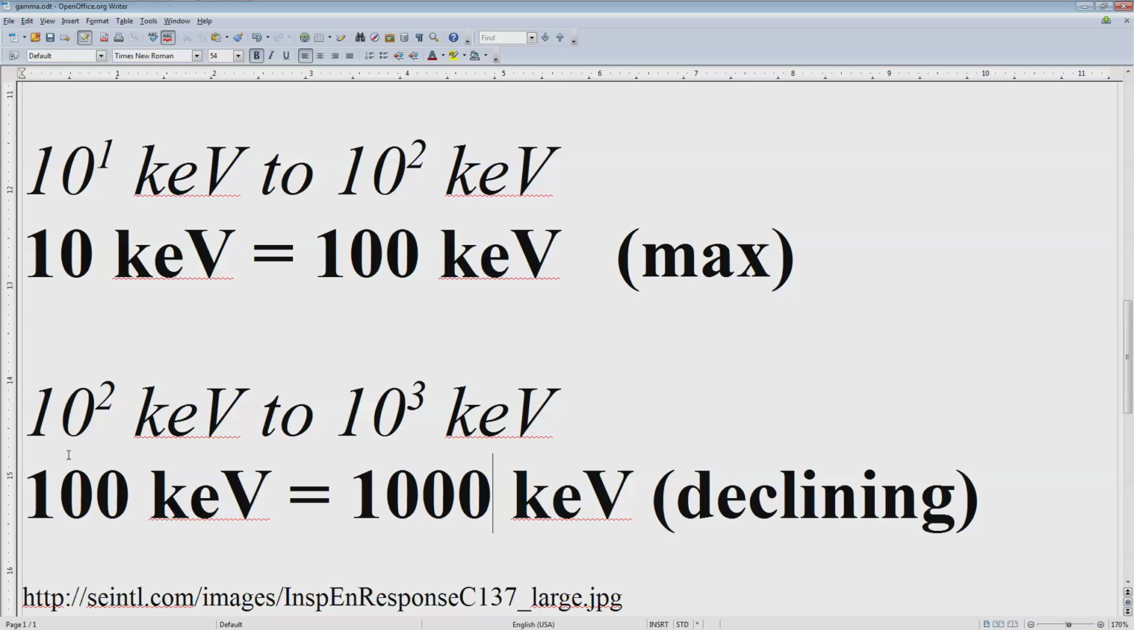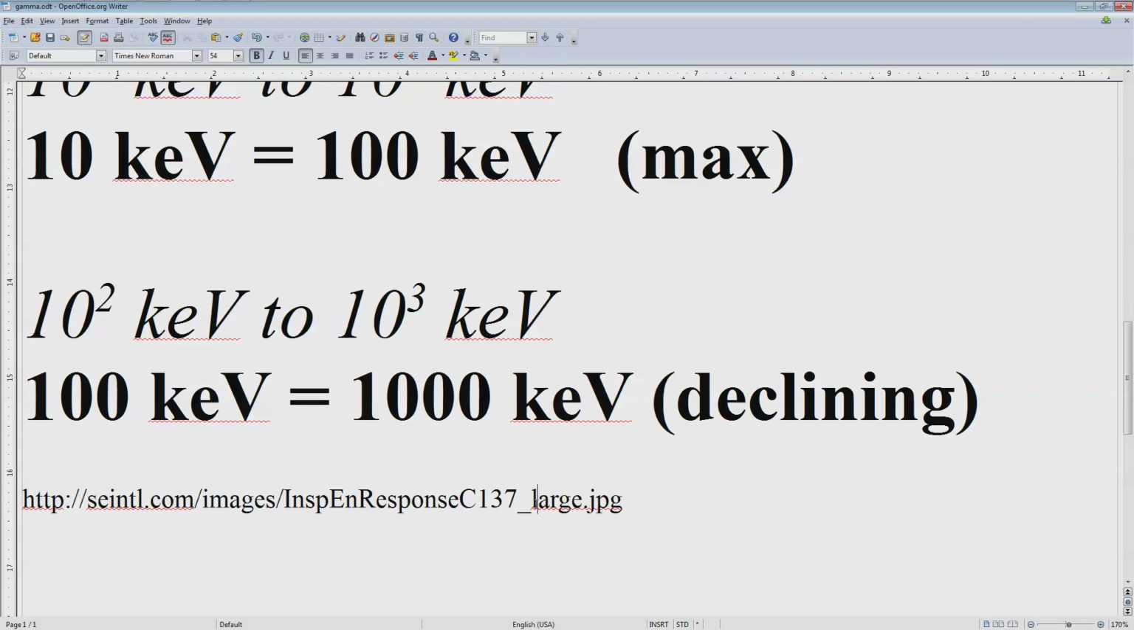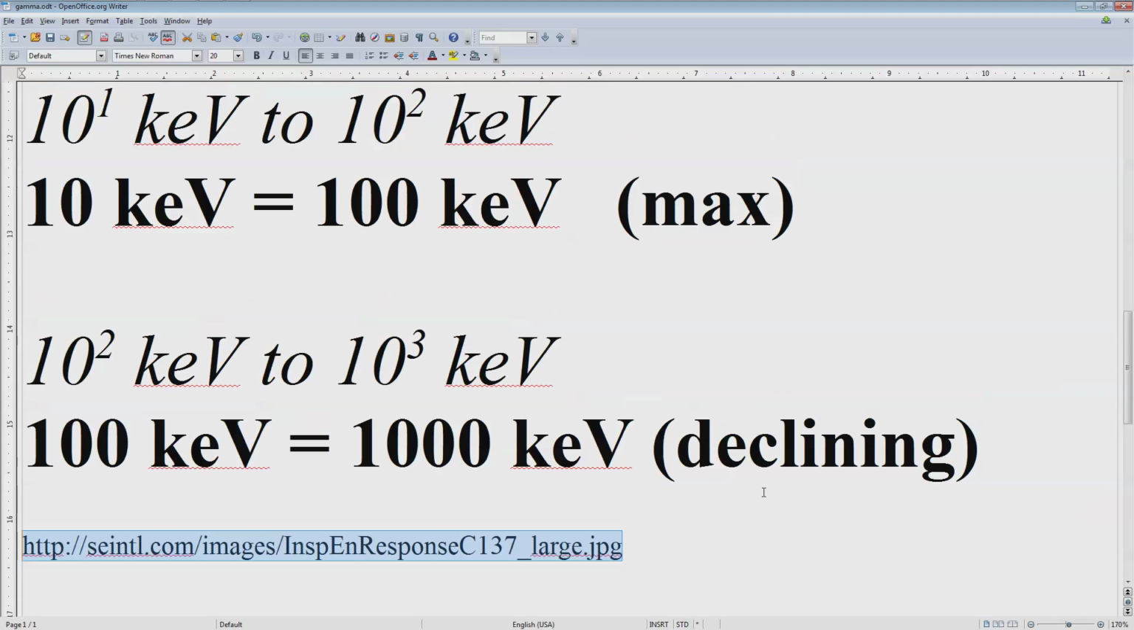10 to the second is 100 keV, 10 to the third is 1,000 keV, and at this point, if you look at their graph, and here's the graph, by the way, too, this is the link for it, you can just go look at it yourself, you can see that their ability to detect it with the inspectors declines massively at this point. And unfortunately, 662 keV, that's cesium-137, via barium-137m, shows up right within this range.